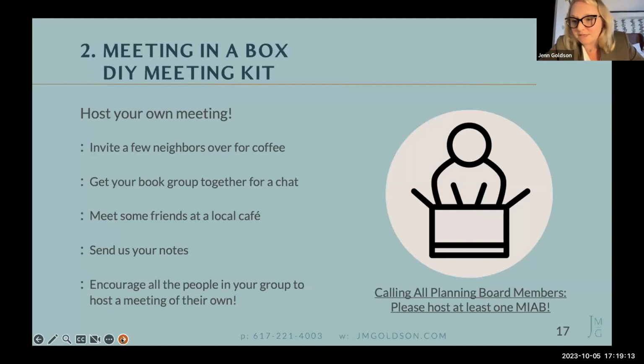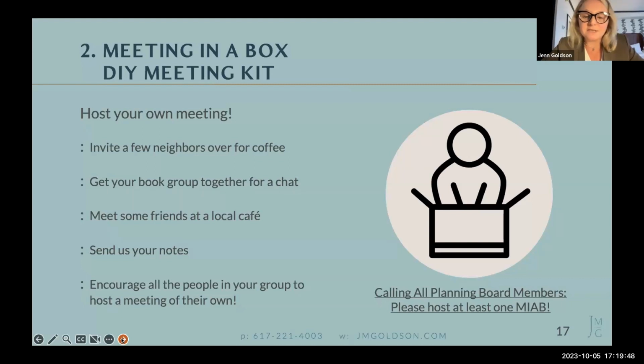It can be a very small meeting, could be 4 neighbors over for coffee. It could be your book group getting together. It could be if you have a religious institution that has a coffee hour, you could host something there. I know one of the neighborhood groups is planning to host a larger event and have multiple tables where they can really use this meeting in a box to focus on, I think one group wants to focus on housing issues and another group wants to focus on climate issues.